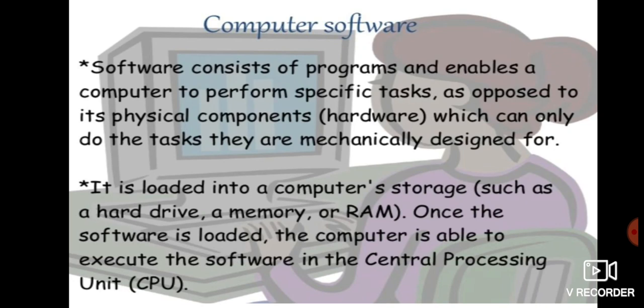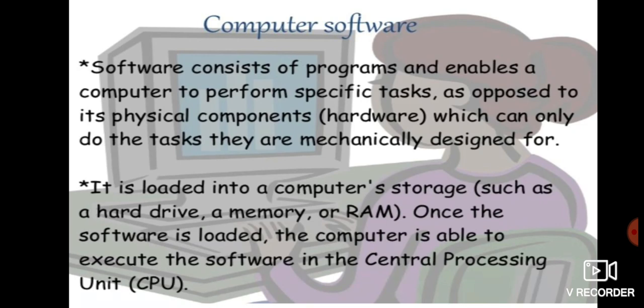Computer software needs to be loaded into a computer storage such as its hard drive, its memory or RAM. Once the software is loaded, the computer is able to execute the software in the central processing unit. So when we load the software in the memory, the computer executes the software in the CPU.